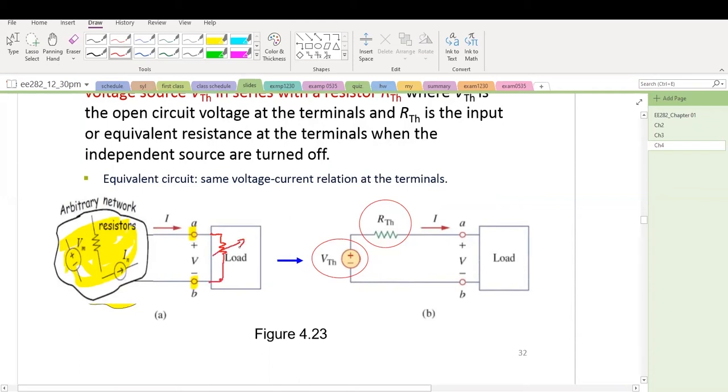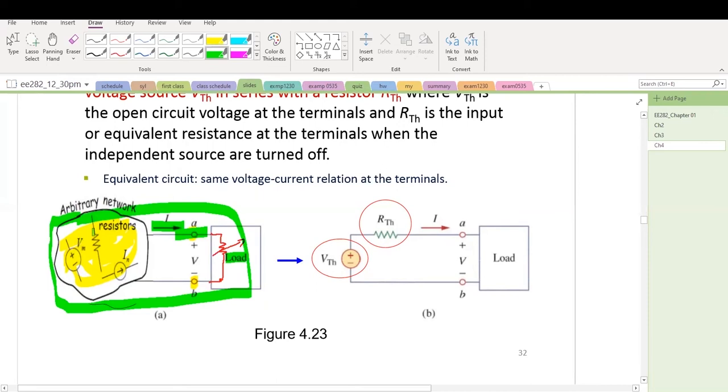Suppose this load is changing, and I want to look at the current flow through this terminal. Every time the load is changing, I need to analyze the whole circuit again, which involves very complicated circuits inside this portion. We have a better way to handle this situation, which is to apply the Thevenin theorem.